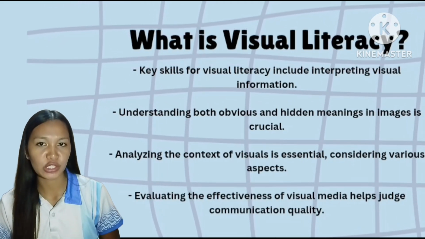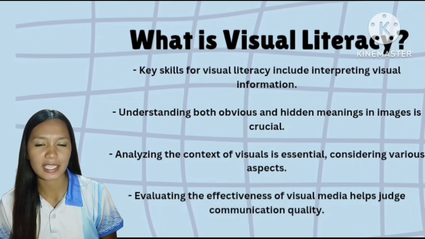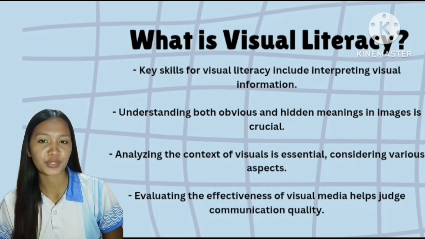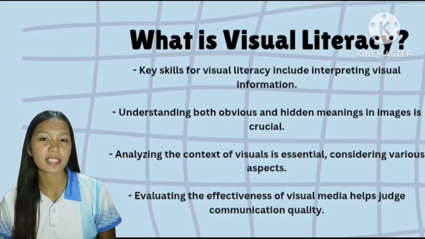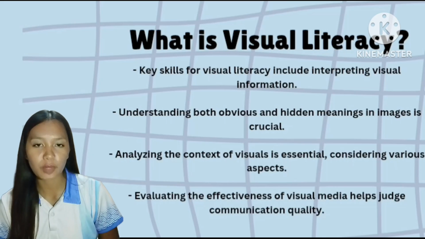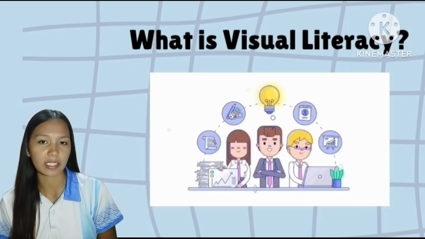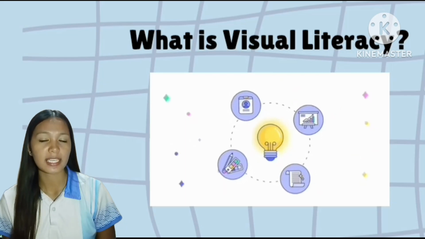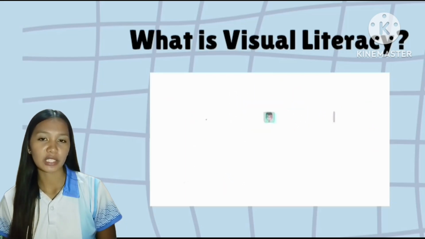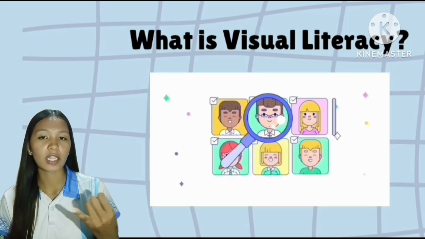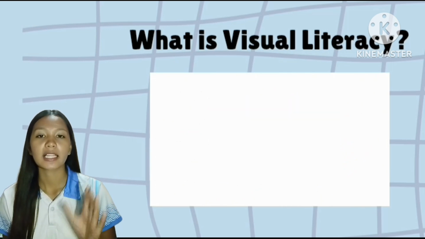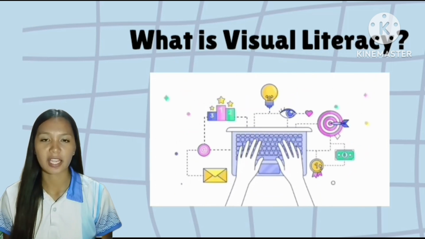To develop visual literacy, you need to develop several key skills. First, you should be able to interpret visual information. This means understanding both the obvious and hidden meanings behind images. Next, analyzing the context of visuals is essential. This includes considering the cultural, ethical, aesthetic, intellectual, and technical aspects that you see.